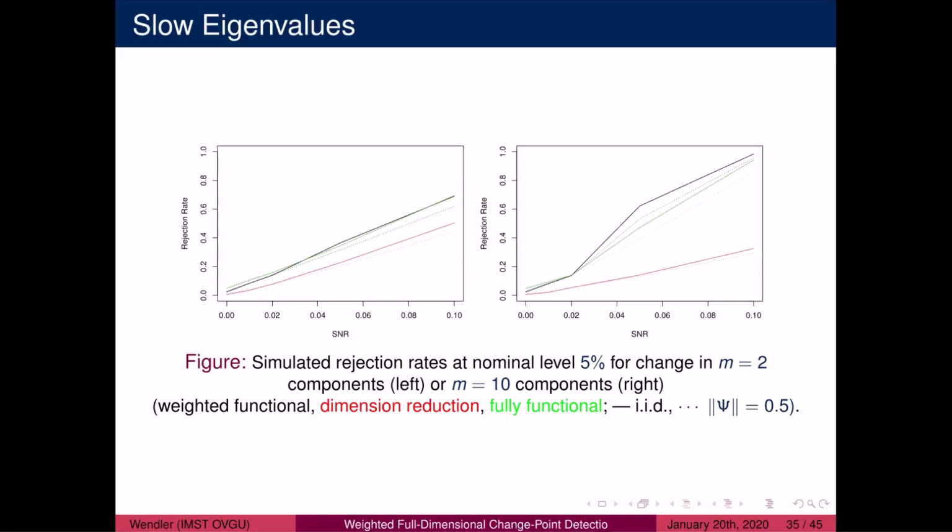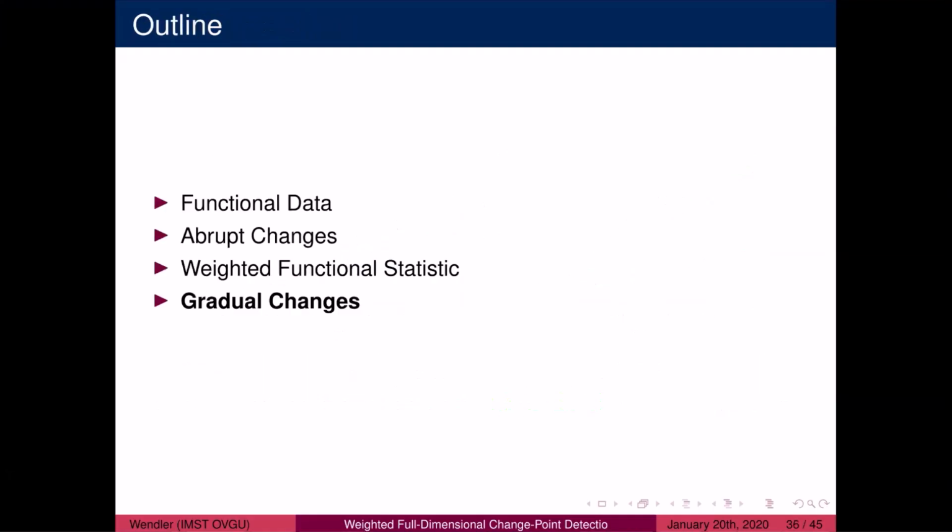So we tried more scenarios. We've never found that the weighted functional statistic is the worst performing statistic. So somehow it's a compromise. Sometimes it's in the middle, sometimes it's a bit closer to the better or the worse one. So in this sense, this is a compromise.